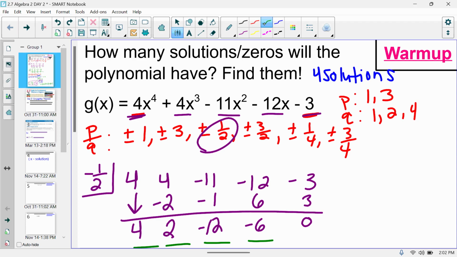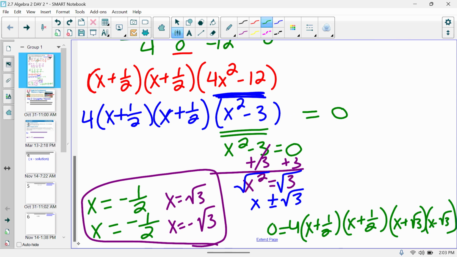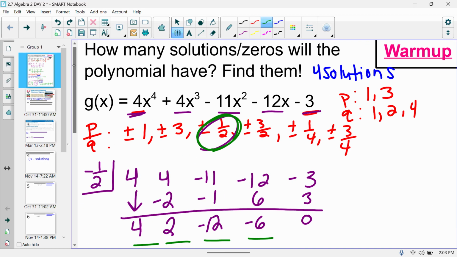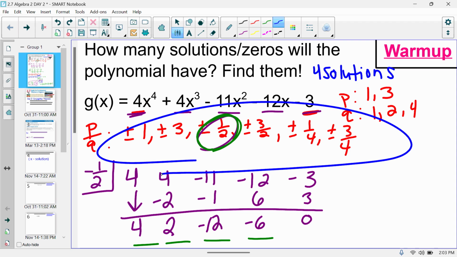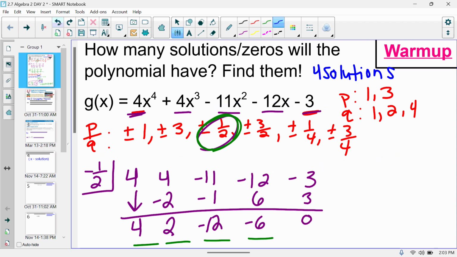So if the solutions are irrational, they're not going to be in this list. That's why negative 1/2 was the only thing that worked out of our list, because it was the only rational solution. The other two solutions are irrational, okay? Or sometimes your other two solutions will be imaginary, okay? But that's why not everything's going to be in this list. I want to make sure you understand that. Only the solutions that are rational are going to be in that list.